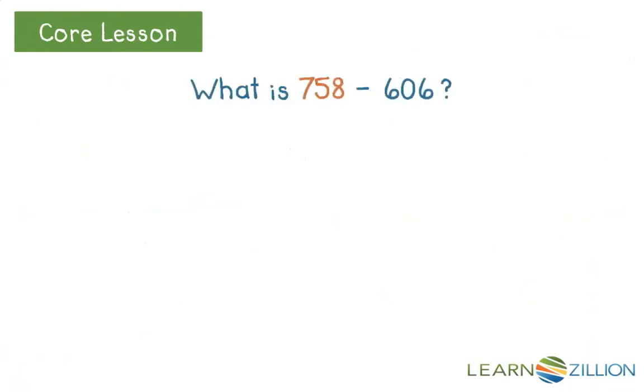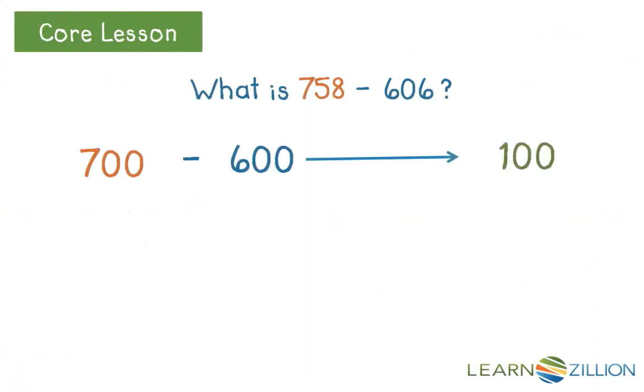So what is 758 minus 606? So the 7 in the hundreds place of 758 has a value of 700. The 6 in the hundreds place of 606 has a value of 600. So 700 minus 600 equals 100. Now for the tens, the 5 in the tens place of 758 has a value of 50. We're actually not going to take anything away from it because the tens place of 606 is 0.